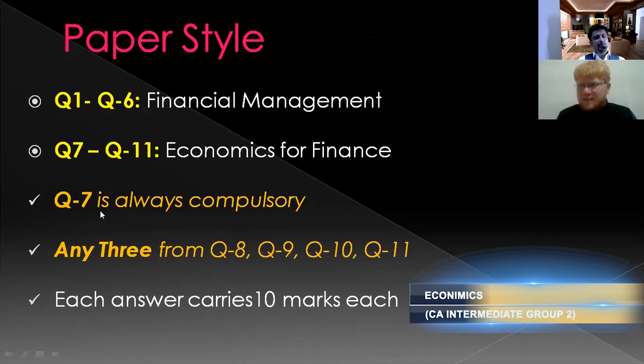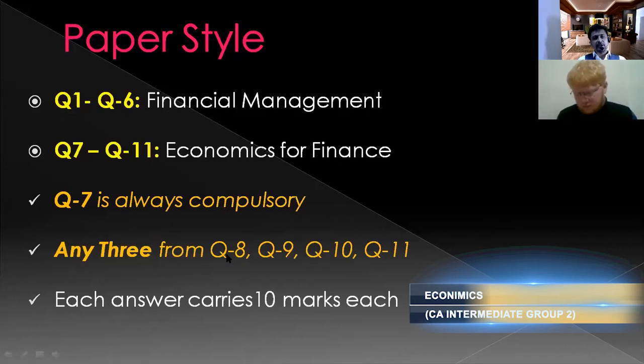Now, everybody should remember that the seventh question is compulsory. This is the first question in economics, and in the entire paper, this is the seventh question. And it is compulsory. There are four parts in this question: A, B, C, D. If you observe the past papers, you will realize that all the four chapters are covered in this compulsory answer. For example, part A comes from chapter number 1, B comes from chapter number 2, C is from 3, and D is from 4.